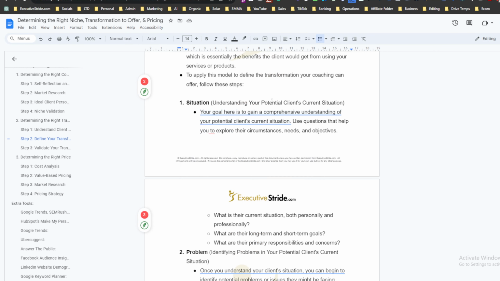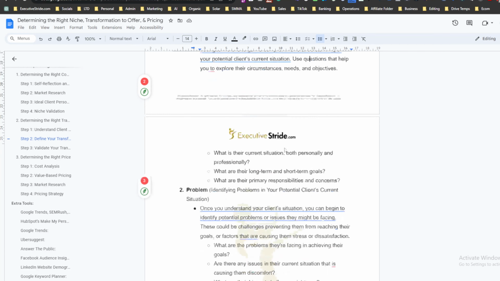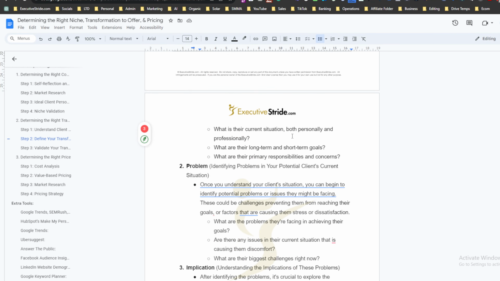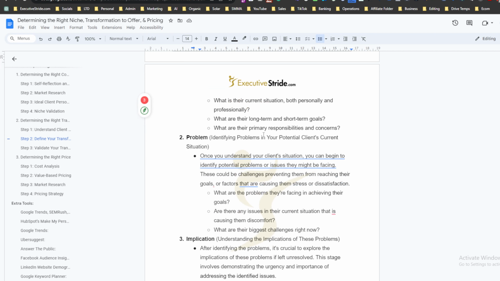So, situation: understand the potential client's current situation. Your goal here is to gain a comprehensive understanding of the potential client's current situation. Use questions that help you explore their current circumstances, needs, and objectives. What is their current situation, both personally and professionally? What are their long-term and short-term goals? What are their primary responsibilities and concerns? And we cover a lot of these. We have even a script for you that you probably would have seen in the other training for doing interview style questions and research.